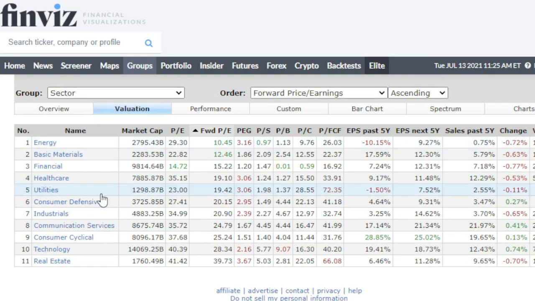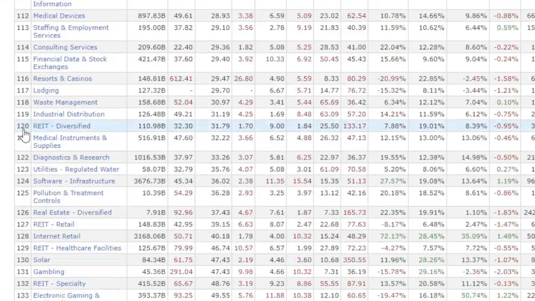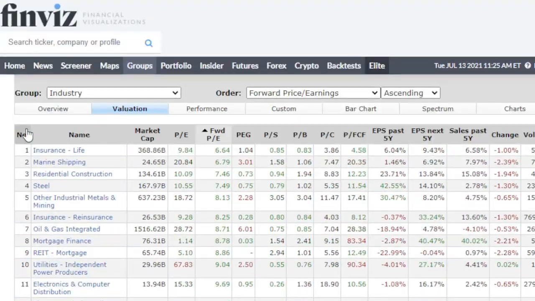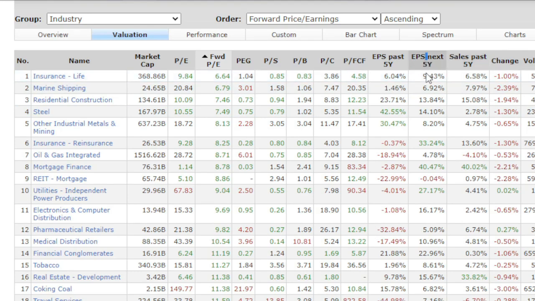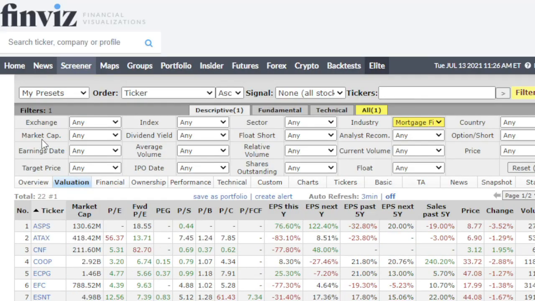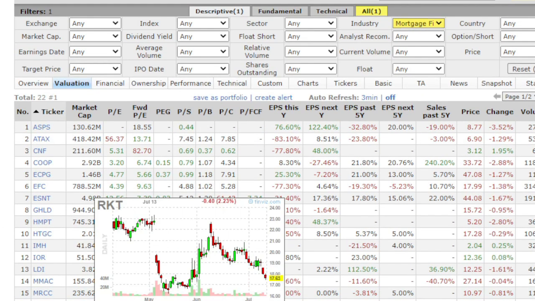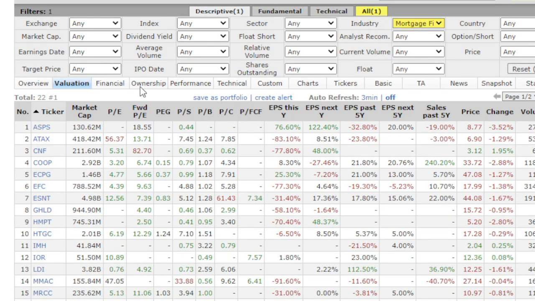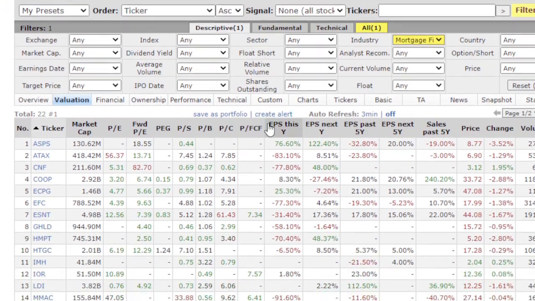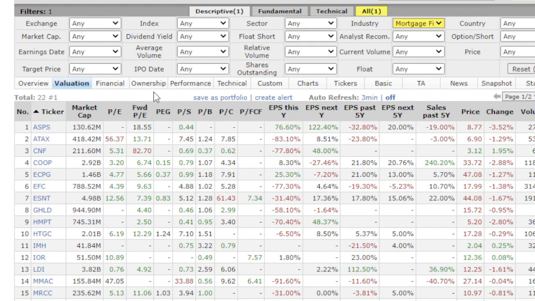So you start at the sector, right? Then you can go down to the grouping of industries, which gives you 144 industries to look at. And if we wanted to sort by EPS next 5 years, and we talked a little bit about mortgage and finance. Let's see if my Rocket stock is in here. It is, so it is in that grouping, but there could be some value to be had here in this mortgage finance subgroup because they're suggesting that there's a lot of potential for the future.